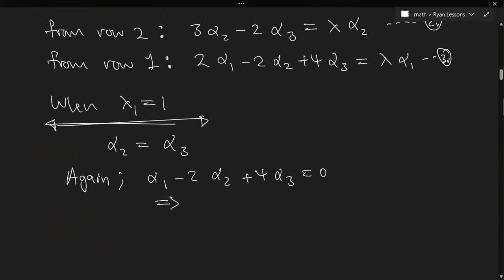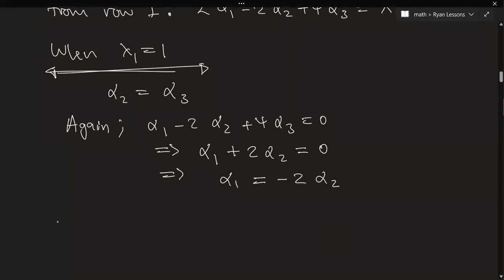Since we know that these two are the same, we can eliminate one of them. I can replace alpha 3 with alpha 2. So I'll get alpha 1, and if I use alpha 2 here, I'll have 4 alpha 2 minus 2 alpha 2, so plus 2 alpha 2, equals 0. This implies alpha 1 is equal to minus 2 alpha 2. Now we've managed to write everything in terms of alpha 2.